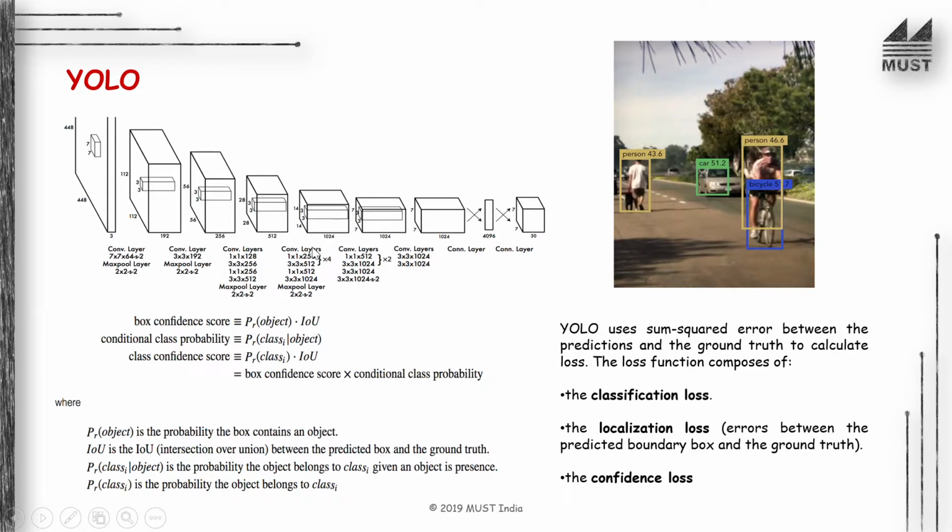And finally, YOLO uses a sum squared error based on whatever prediction it gets, depending upon the ground truth or the base truth that you have. The loss actually consists of 3 types of loss: the classification loss, the localization loss, and the confidence loss. As and when your algorithm gets trained, it tries to reduce all these 3 losses and finally come up with the best bounding box with the best classification score and confidence level.